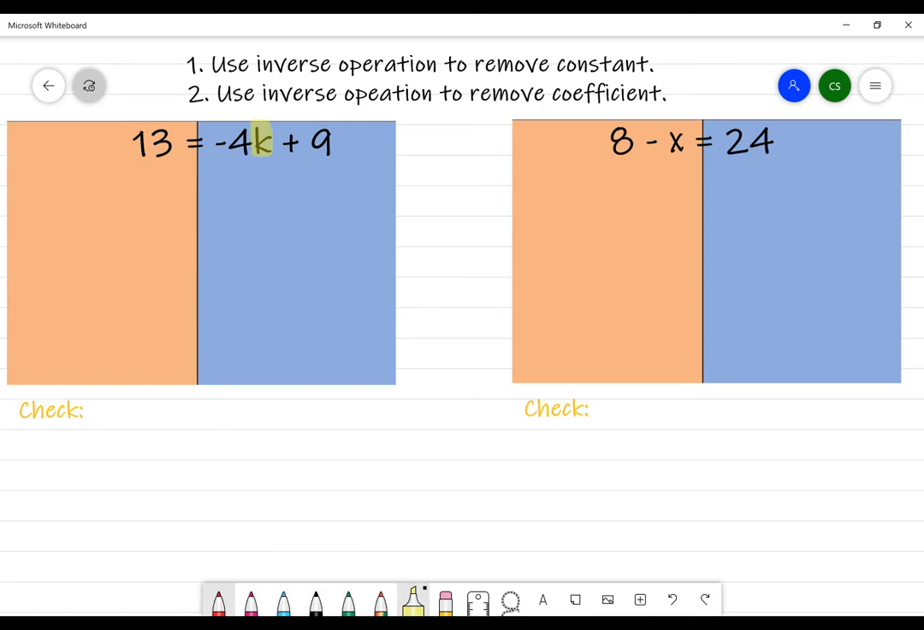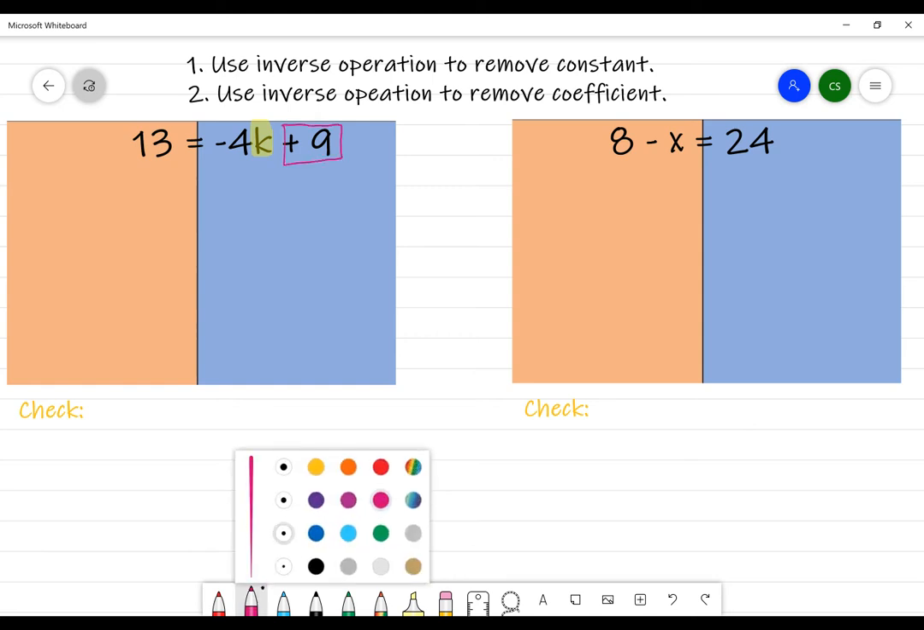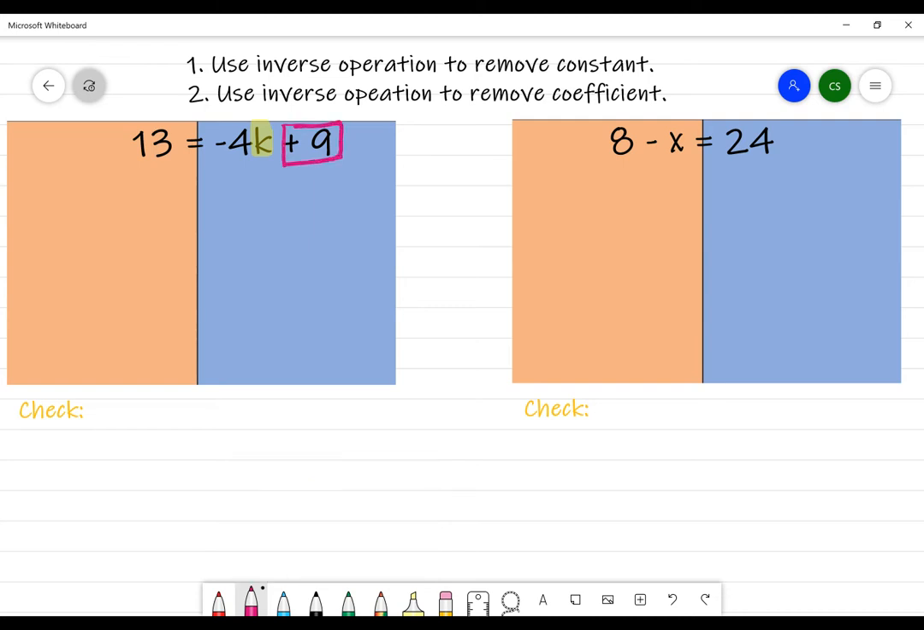So what I want to do is remove this constant. So what's the opposite of adding 9? The inverse of adding 9, subtracting 9. Notice I didn't subtract 9 from 4k. I can't. They're not like terms. The only thing I can subtract a constant from is another constant. So 13 minus 9 is 4. I did nothing to negative 4k, so I'm going to bring negative 4k down. And positive 9 and negative 9 are opposites, so they cancel out.